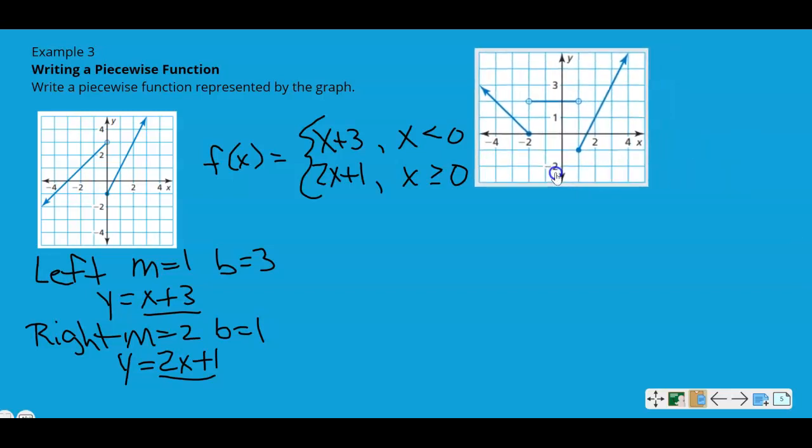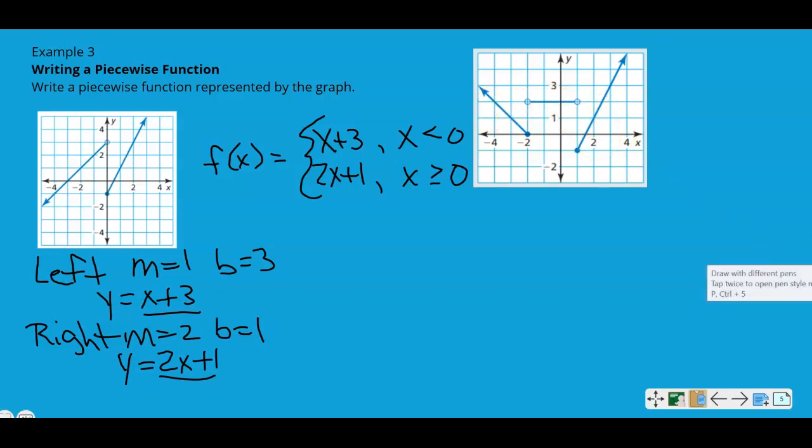All right, let's look at this next example. Okay, this next example has 3 pieces. So that means we're going to have a left side, a middle, and a right side. So we're going to have 3 different functions here. All right, so let's start with the left side.